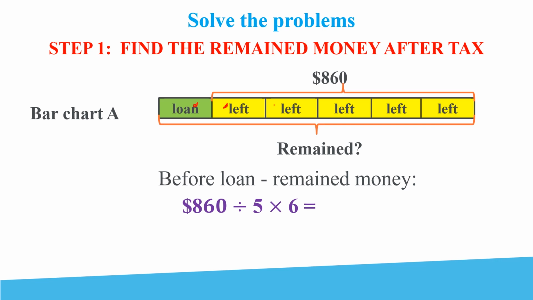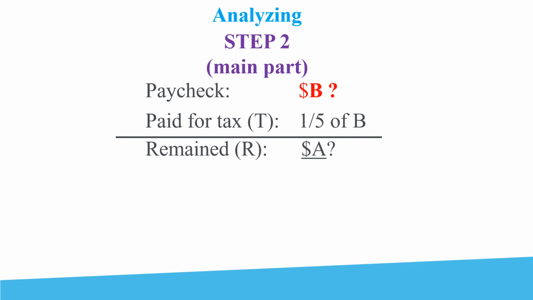1, 2, 3, 4, 5, 6. And we are going to find the remaining amount after taxes, which is $1,032. Okay, this is step 1. Now step 2, we need to find the paycheck. Let's see. Again, we have A, which is $1,032.